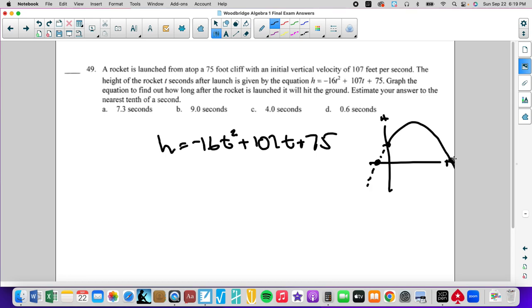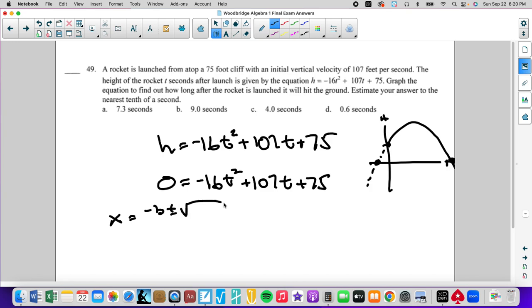So there's a number of ways that we can go about finding this. You would say, hey, when is height equal to 0? Negative 16t squared plus 107t plus 75. And we can use the quadratic formula. The quadratic formula says that x equals the opposite of b plus or minus the square root of b squared minus 4ac all over 2a, plugging in the values when a equals, we're going to factor out a negative, and so a is going to equal 16.